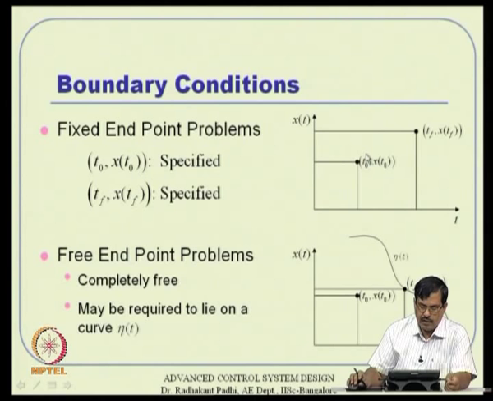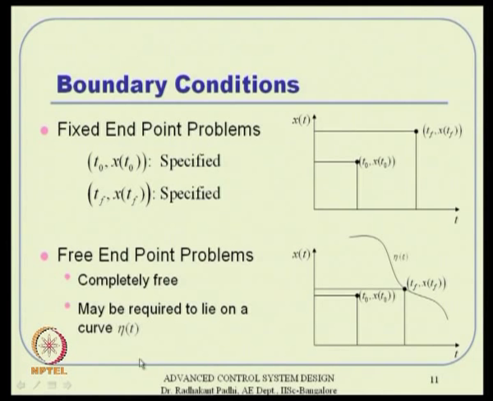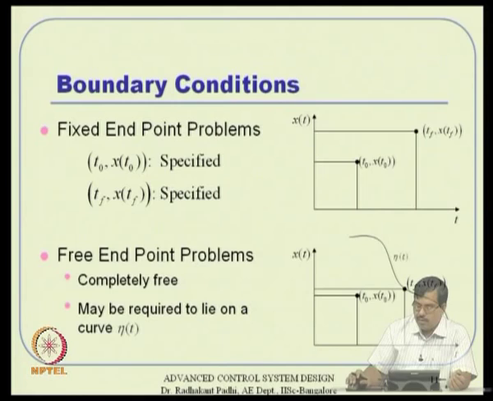Free endpoint problems are either completely free or they may be required to lie on a certain curve. For example, here t0, x0 is a fixed initial time and initial state. However, the final time and final states are supposed to lie on this curve eta of t. As long as they lie anywhere on it, we are okay. These problems are very relevant in engineering applications. For example, if you launch a satellite, it does not matter where on the satellite's trajectory you join ultimately, because once you join the trajectory, from there onwards you continue to follow it. So this kind of problem is very relevant.